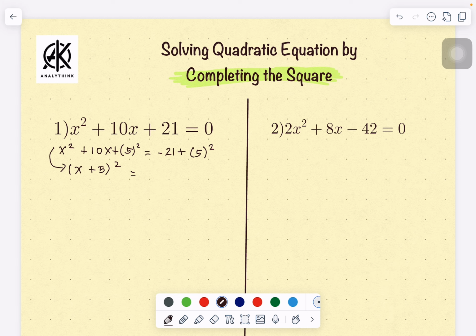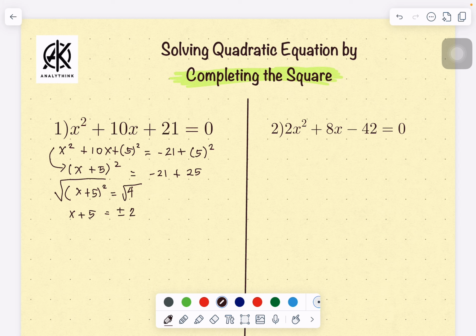That's equal to negative 21 plus 25. So you have x plus 5 squared equal to positive 4. Now, take the square root of both sides. Then you have x plus 5 is equal to plus or minus 2.